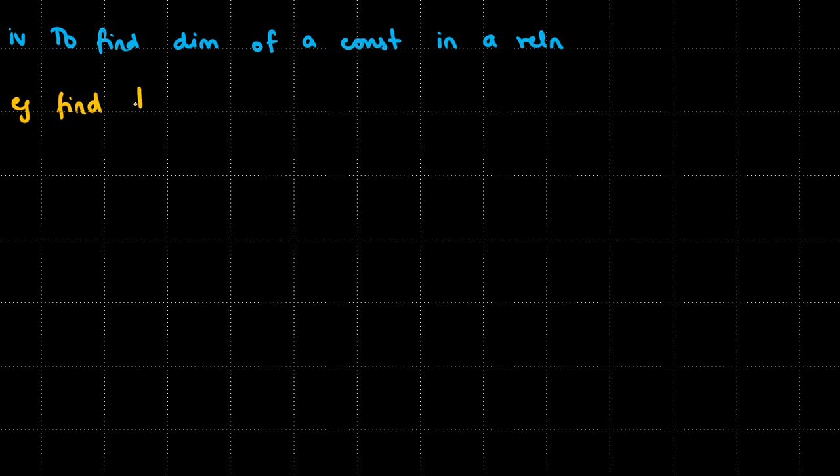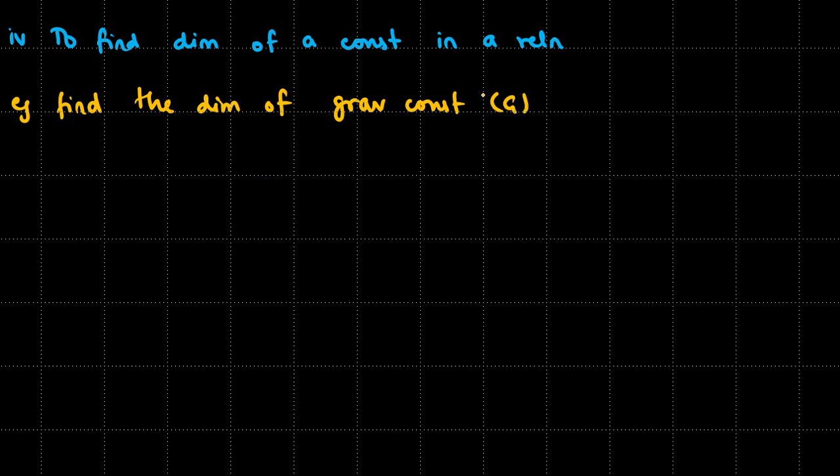Let's learn about the next application of dimensional analysis, which is to find the dimension of a constant in a relation. So let's take an example. Find the dimension of gravitational constant big G.